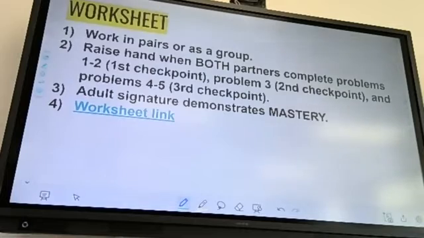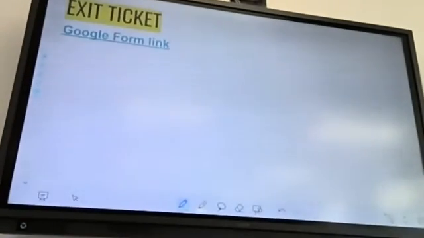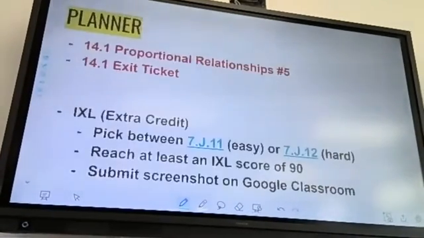After you're done with the worksheet, you can do your exit ticket. And then for your homework, it's proportional relationships number 5 and the exit ticket. For IXL, pick between 7J11, which is solving proportions, and 7J12, which is solving proportions of word problems. Each at least a score of 90, and submit your screenshot on Google Classroom.